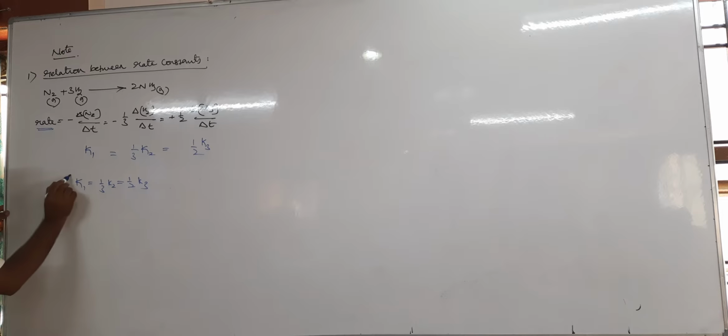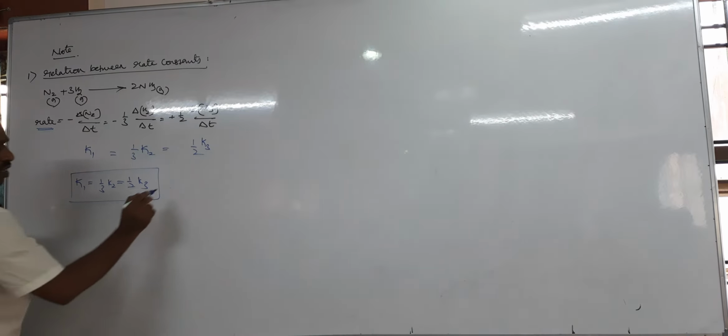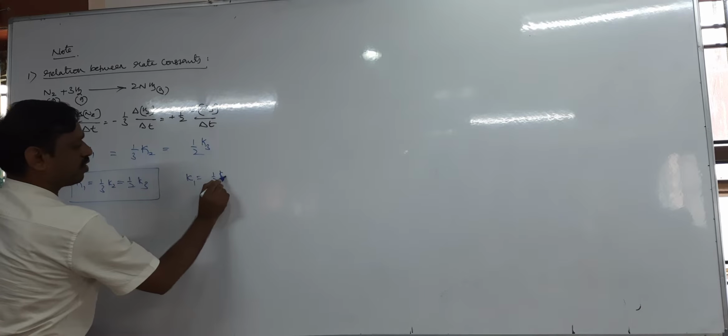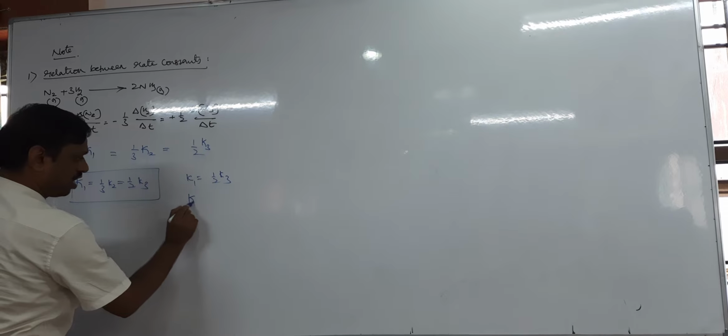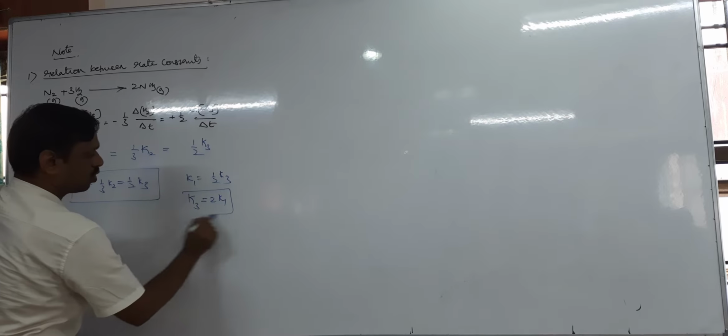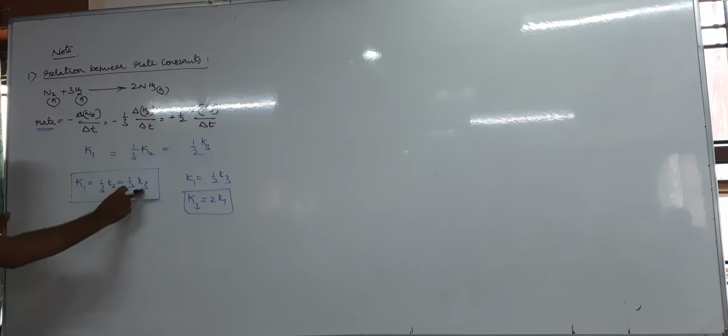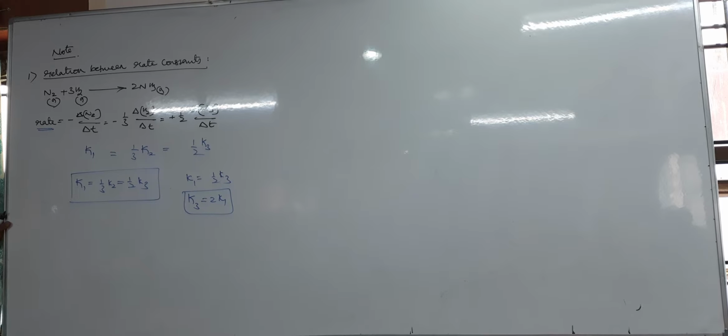The question asked: what is the relation between K1 and K3? So here K1 equals half of K3, then K3 equals 2 K1. Okay, like that, the relation between K2 and K3, K3 and K1, or K1 and K2, any of these relations can be asked. Okay, so that is the relation between rate constants.